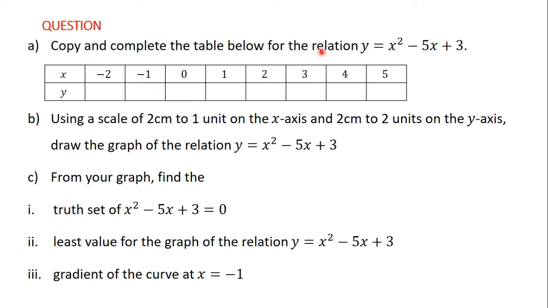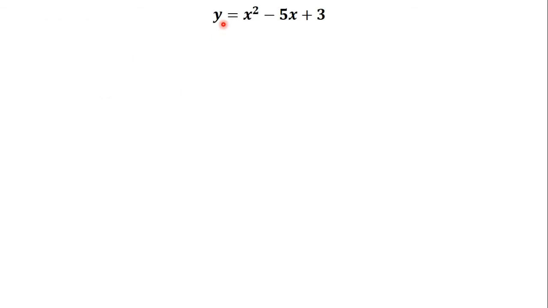Copy and complete the table below for the relation y is equal to x squared minus 5x plus 3. As I've already said, it means that we will substitute each one of these x values into the relation to get its corresponding y value. So let's begin with that. The relation is y is equal to x squared minus 5x plus 3. The first x value in the table is minus 2. So we are going to find y when x is equal to minus 2. It means that we will substitute x is equal to minus 2 into this relation.